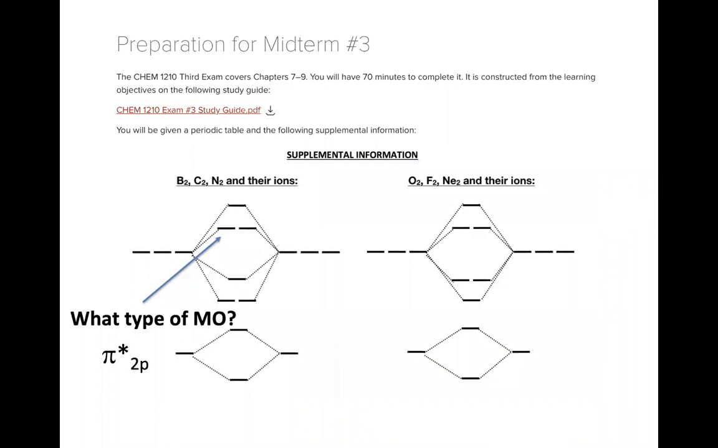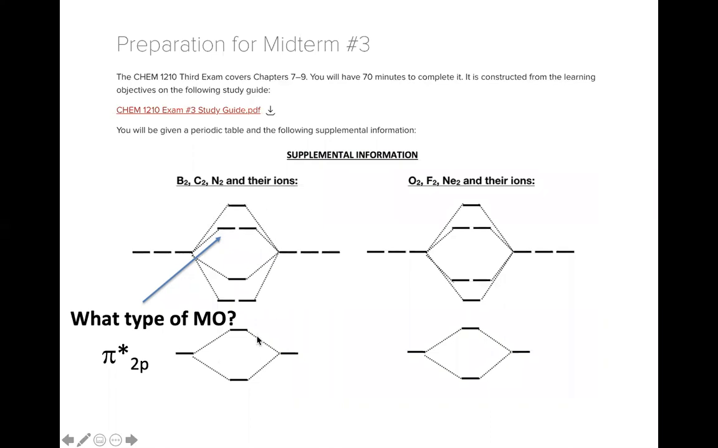I think that's going to be a pi anti-bonding orbital that was formed from p orbitals overlapping with other p orbitals. I think this bottom group right here would have been sigma, sigma star. I've got two that are pi that would be bonding, sigma that would be bonding, pi star, and then sigma star. That's what I think goes with this.